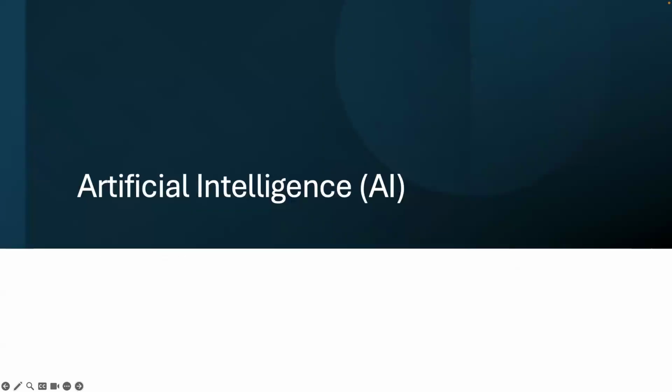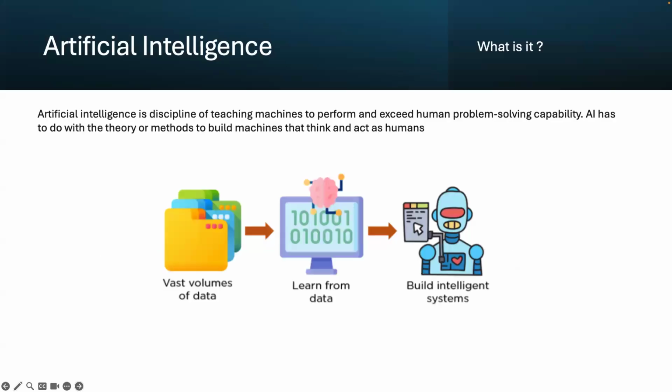So let's look into what is AI. AI is a branch of computer science that aims to teach machines and systems to perform tasks that typically require human intelligence. These tasks include learning, reasoning, problem solving, perception, language understanding, and decision making. It would encompass the ability to consume vast volumes of data and make informed decisions.